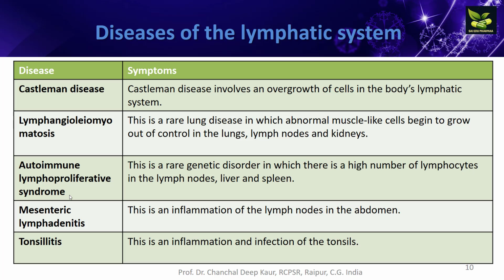Then mesenteric lymphadenitis. This is an inflammation of lymph nodes in the abdomen. Then next is tonsillitis. As I told, when there is itis, it means inflammation. So this is inflammation and infection of the tonsils.